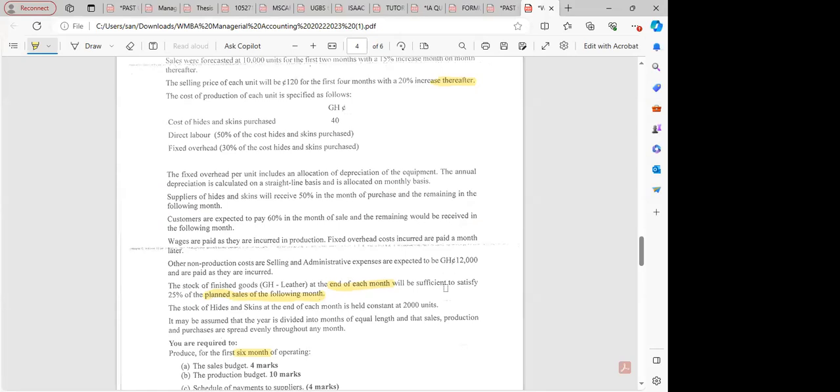Remember, if you're talking about planned sale, we are talking about expected sales units. So if we can put this in a different language, we are saying that stock of finished goods at the end of January should be 25% of planned sale of the following month. In place of the following month, we can put February. So January's ending stock should be 25% of planned sale of February. February should be 25% of March. March should be that of April, in that order. So let's go and see if we can put this into practice.